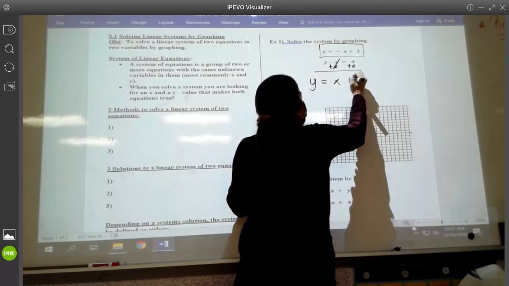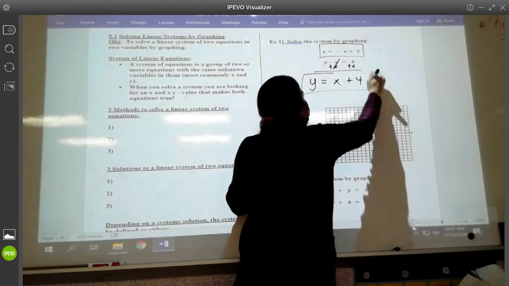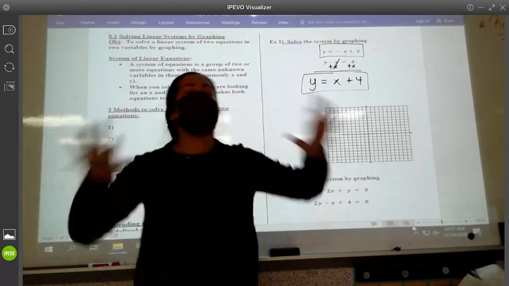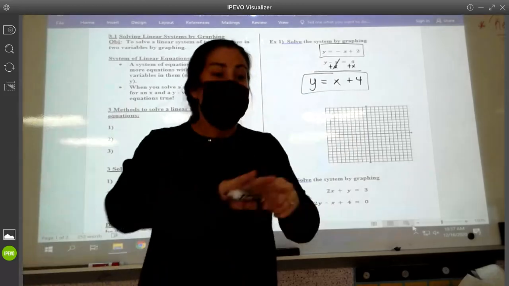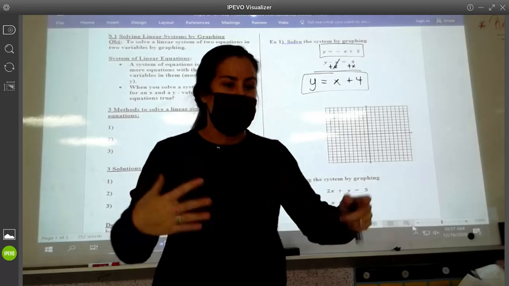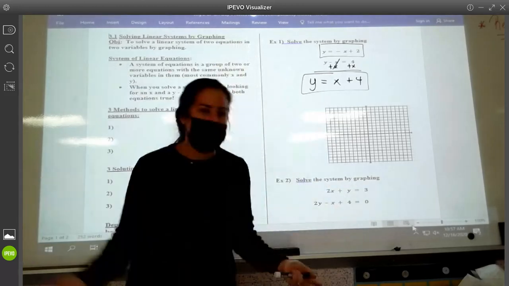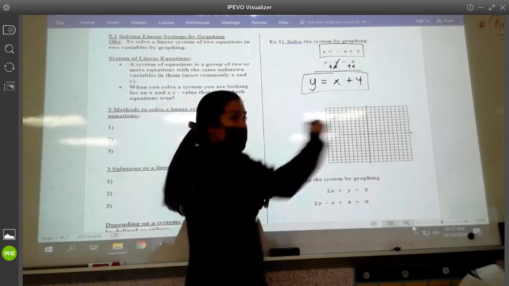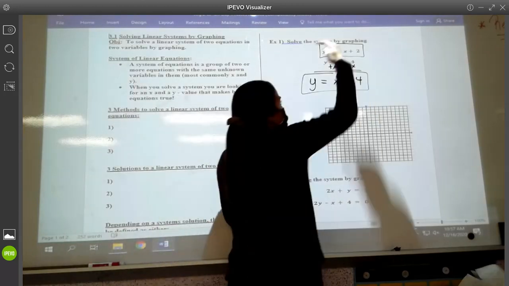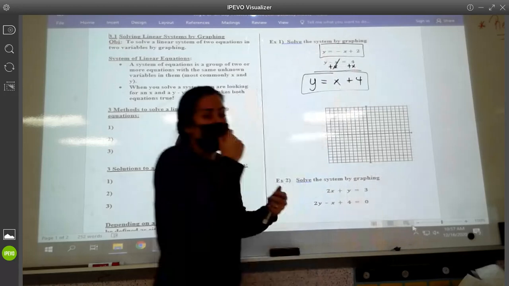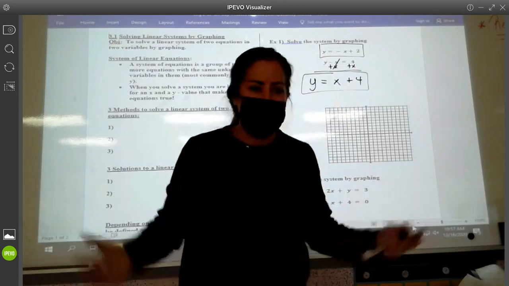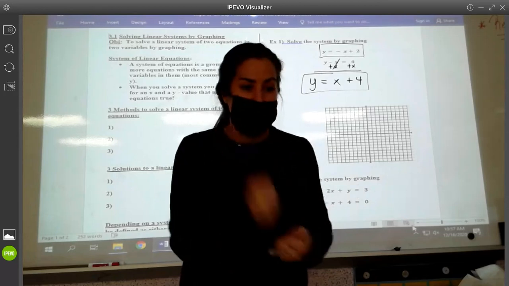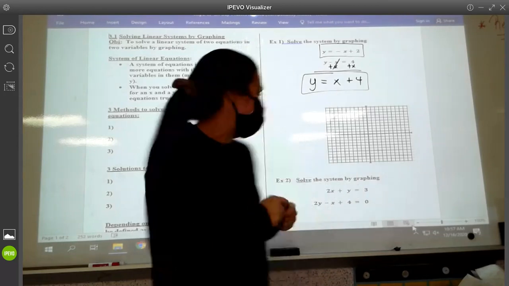y equals x plus 4. Okay, so guys, if you look at the two equations, they are clearly not the same equation. So they are definitely not the same line. So they're not going to have infinitely many solutions. So we can rule that right out. All right, they are definitely not parallel lines. This one has a slope of -1. This one has a slope of +1. They don't have the same slope. So these are not parallel lines. These are lines that are definitely going to meet. So let's graph them and see where they meet.